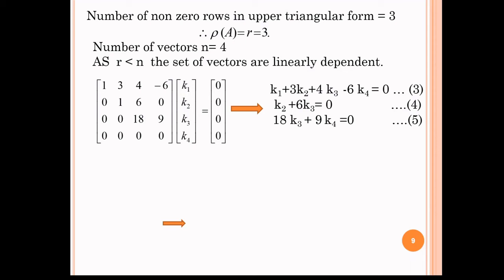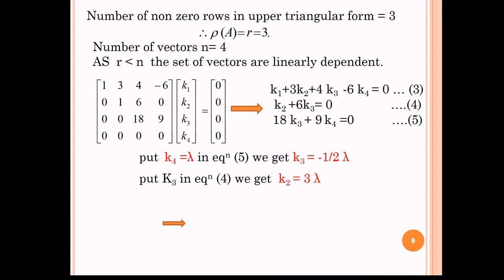This is k1 plus 3k2 plus 4k3 minus 6k4 equal to 0 from the first row. From the second row we get k2 plus 6k3 equal to 0. From the third row we get 18k3 plus 9k4 equal to 0. And from the last row we don't get any equation. Solving this with the assumption that k4 equal to lambda, and solving equation 5, in place of k4 I put lambda, so that k3 gets the form minus 1 by 2 lambda.